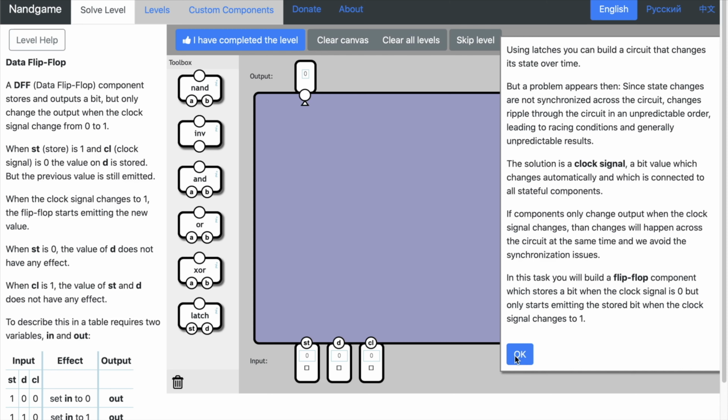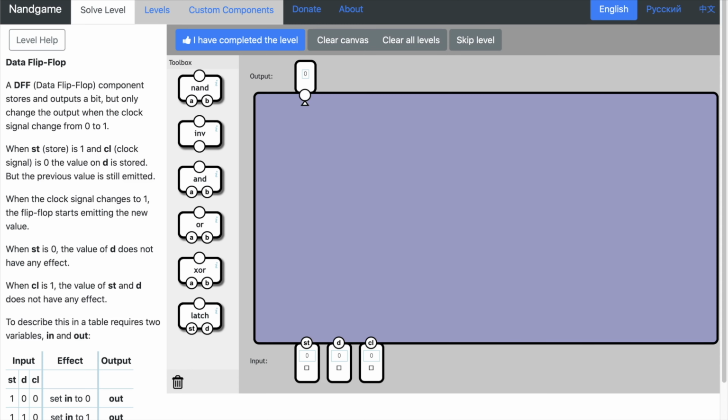That should be easy peasy if I could actually, oh, you know what? There's something weird. If you have the windows at certain sizes, some of the controls don't respond. Hopefully that won't cause us too much trouble here. We have some specifications over here. When store is 1 and clock is 0, the value on D is stored, but the previous value is still emitted. So this is behavior a lot more similar to what I think of as a latch.